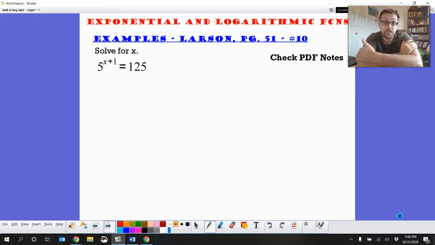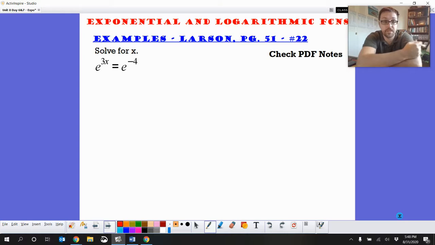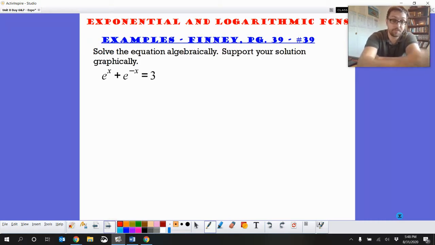If you'd like to see me solve another one, this one's kind of boring. I've got an interesting one that I'm going to do. You just need to get the bases to match, was one of our other tricks. So like this one where the bases already match, again, I'll do this on the PDF notes. When the bases match, you can just say that 3x equals the negative 4.